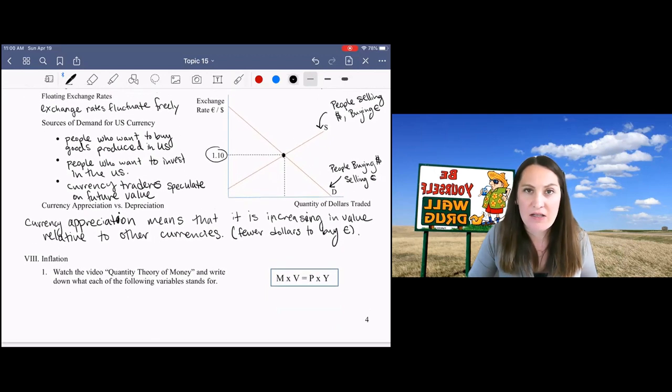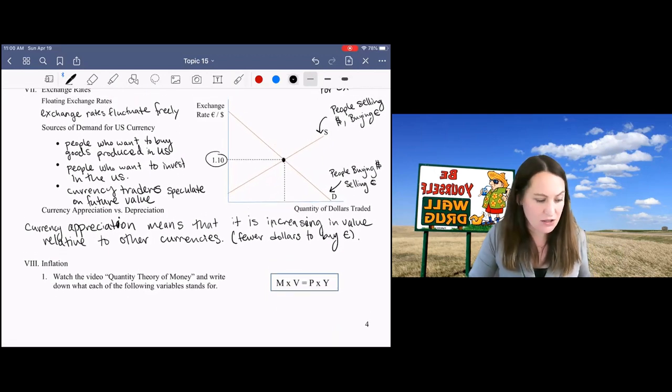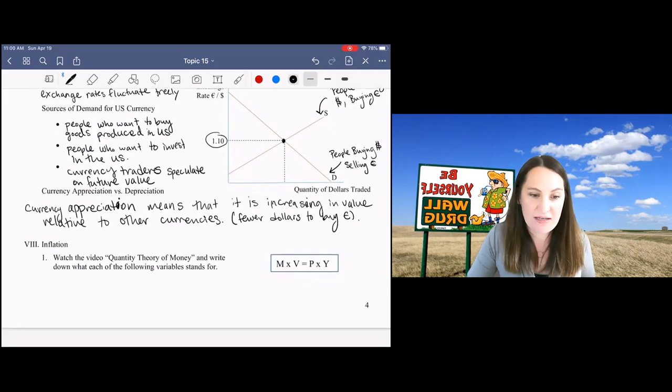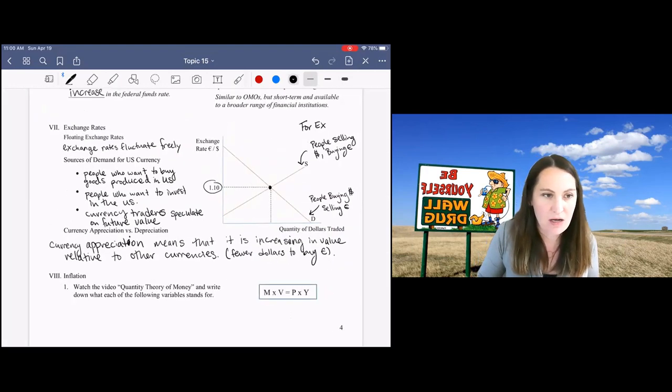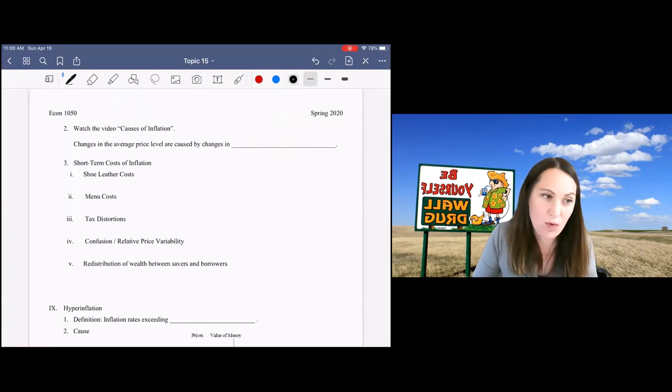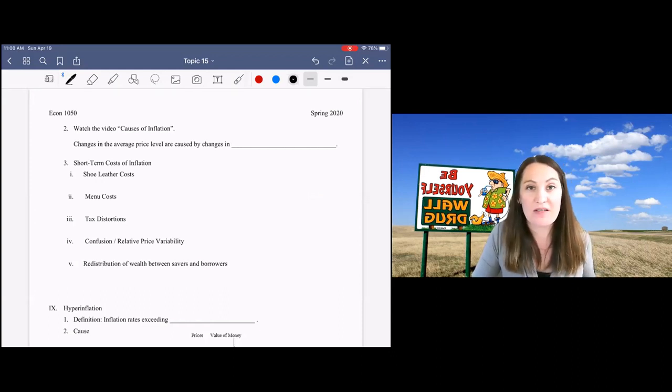The next thing we're going to tackle is inflation, and I want you to watch now a couple Marginal Revolution videos before we come back to talk about inflation together. So watch this quantity theory of money video, and here you just write down the variables in that equation for quantity theory of money. And then also watch the video causes of inflation, okay? And you'll get a little background on how economists think about the causes of inflation, and then we'll come back together to talk about the costs of inflation and hyperinflation. All right, I'll see you in a few videos.